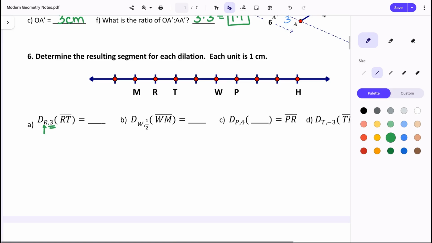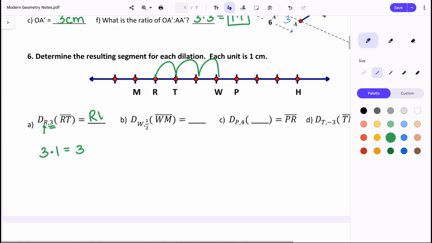Now I'm starting with segment RT. How long is RT? 1, because they told me that each unit is 1. So this is 1 here. I would take this segment 1 times my scale factor of 3. So I'm just going to write that underneath it. What is 3 times 1? 3. So my new segment should be 3. But you start at R and you go over same direction, like you still go towards T, but instead of going over 1, you go over 3 now. So where would you end? W, because if you start here, you go 1, 2, 3.